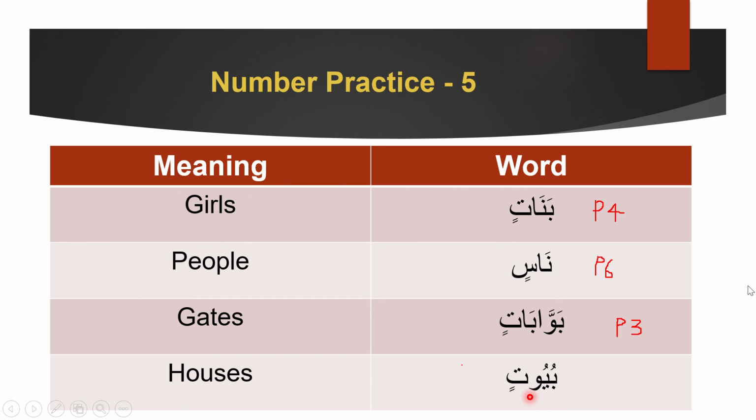Buyutin. Buyutin, ending combination, ending sound. There's definitely ending sound, and also this means houses. Houses, which means it's a broken plural, and it is a non-human broken plural. So we can clearly say that this is a non-human broken plural, and it will be treated like a singular feminine. Great. So with that, we have finished our entire number.